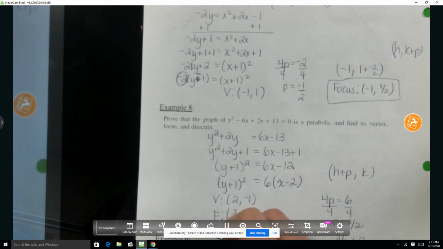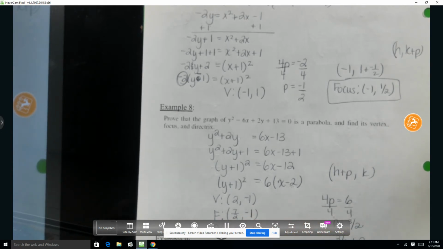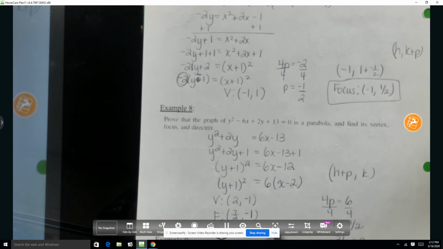Then to find your directrix, it is going to be a vertical line. For your directrix, it is x equals h minus p. So x equals my h value, which is 2, minus 3/2, which is going to give me 1/2. So my directrix is that x equals 1/2.